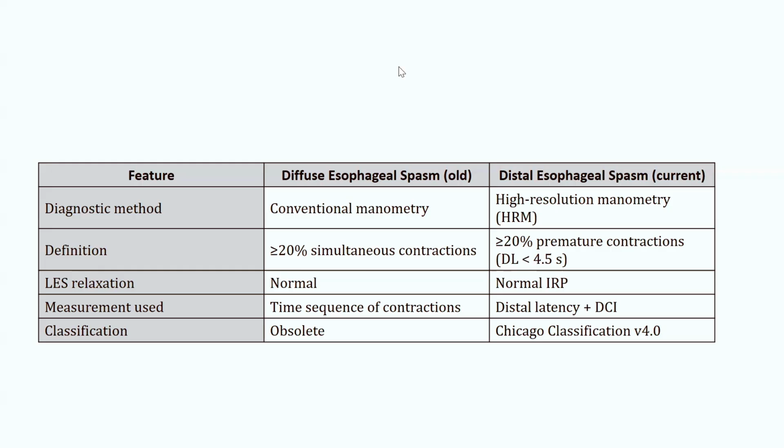So, Doctor, I just mentioned that previously there was what was called diffuse esophageal spasm, but this is not used anymore. Now it's distal esophageal spasm. This is the current definition. I mention it here because if anyone reads some old literature, maybe he will find that it mentions diffuse esophageal spasm. This is just to differentiate. That's all.